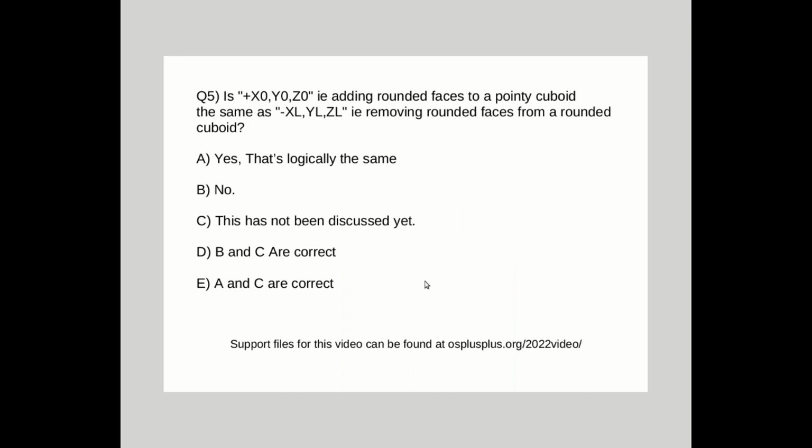Whew, these are getting nasty. Question 5: is plus XO, YO, ZO, adding rounded faces to a pointy cuboid, the same as -XL, YL, ZL, i.e. removing rounded faces from a rounded cuboid? Basically, XO and XL are opposite faces, YO and YL are opposite faces, ZO and ZL are opposite faces. So is adding roundness to a pointed cube the same as removing roundness from a rounded cube?